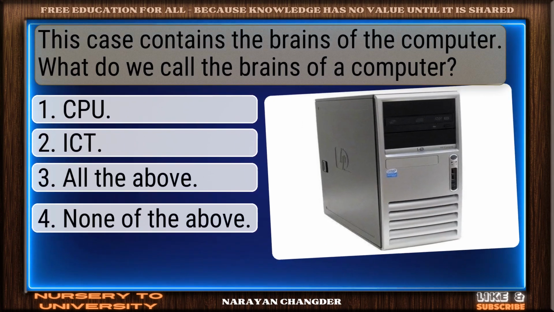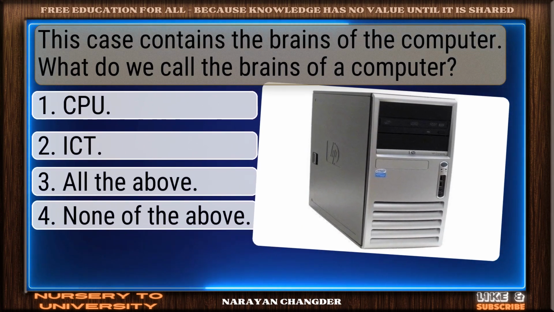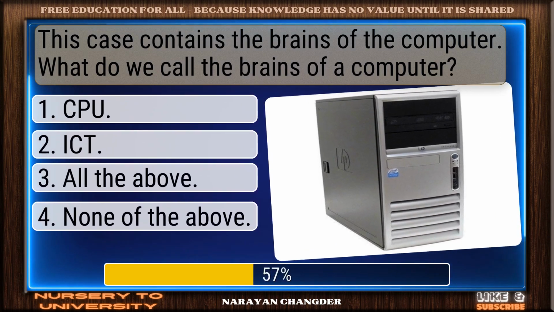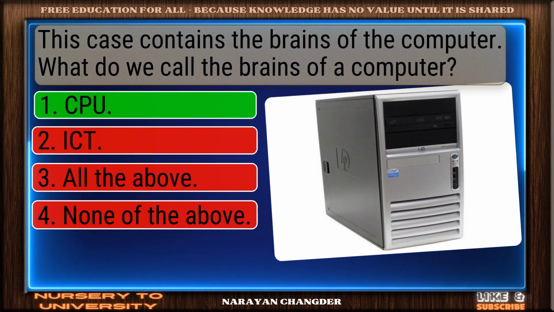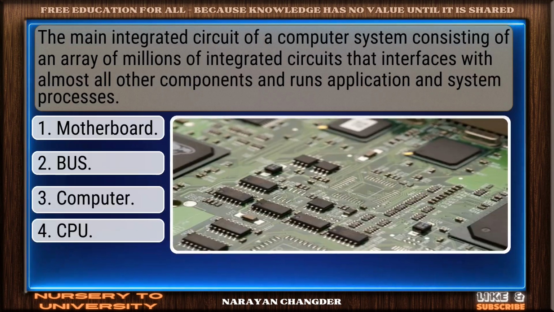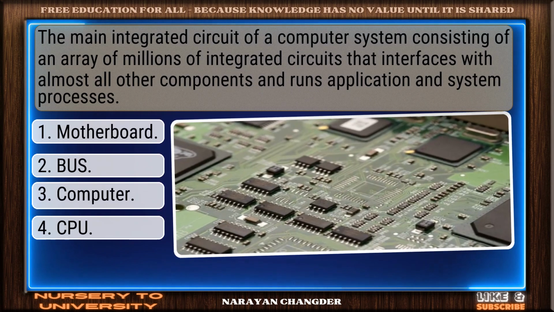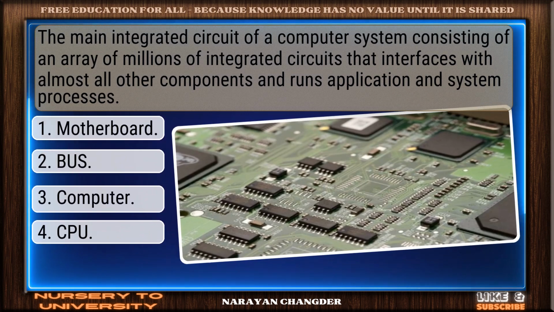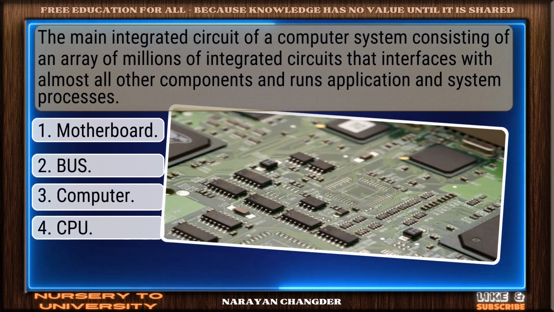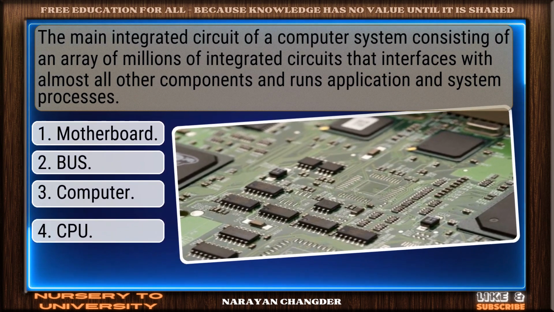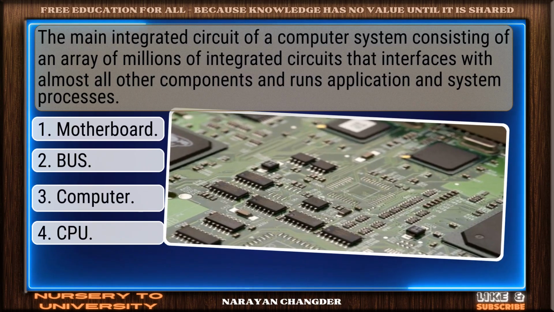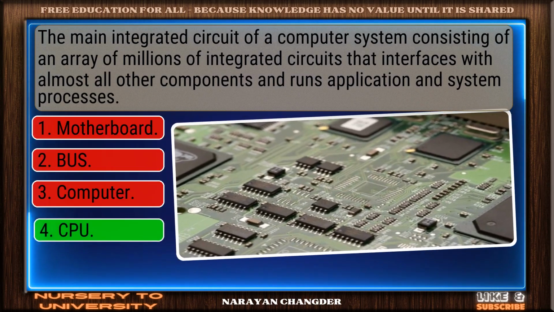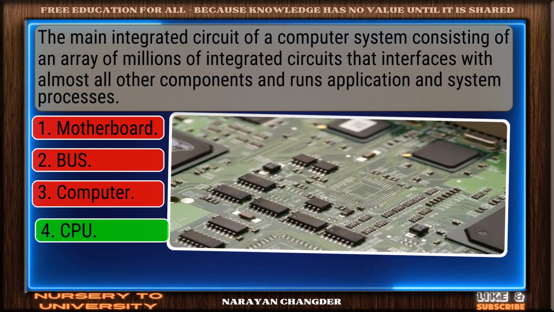This case contains the brains of the computer. What do we call the brains of a computer? On track, CPU is the correct answer. The main integrated circuit of a computer system, consisting of an array of millions of integrated circuits that interfaces with almost all other components and runs application and system processes. Bravo, CPU is the answer.